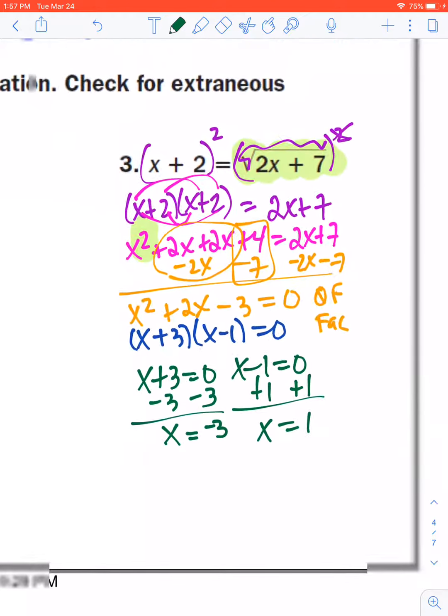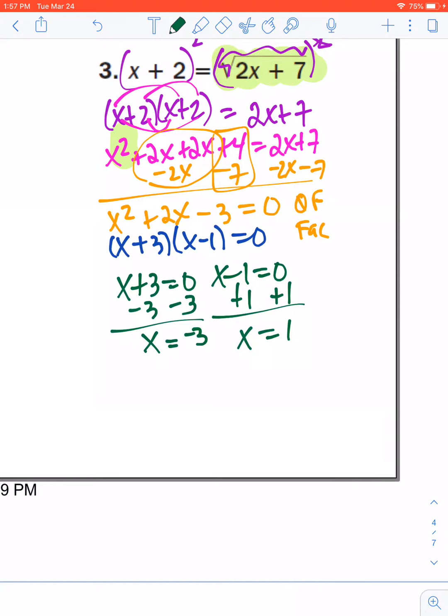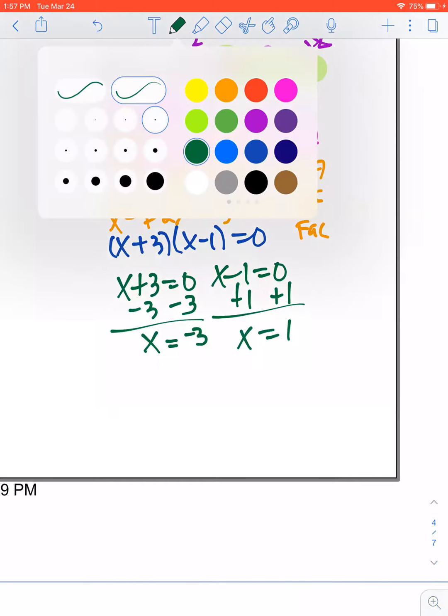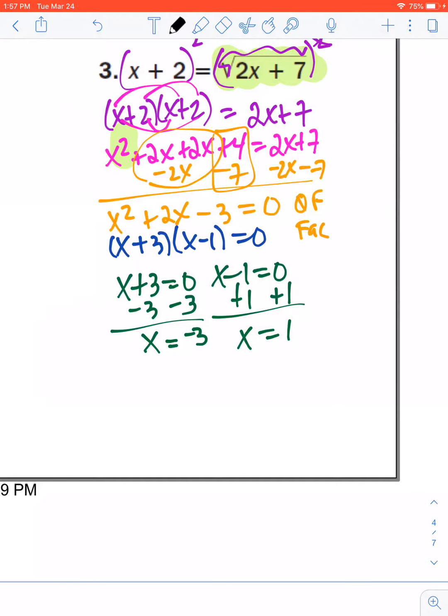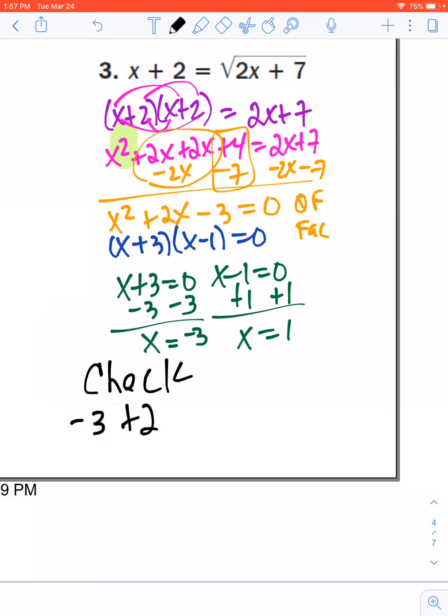All right, this is it. This is our last check. Are you ready? We have to check our answers because sometimes we've had them where they both worked or one worked. So let's do our check. Again, you must go back to the original. All right, so when I look, I'm going to check -3 first. So that would be -3 plus 2 is equal to the square root of 2 times -3 plus 7. All right, -3 plus 2 is -1, and let's check the other side.